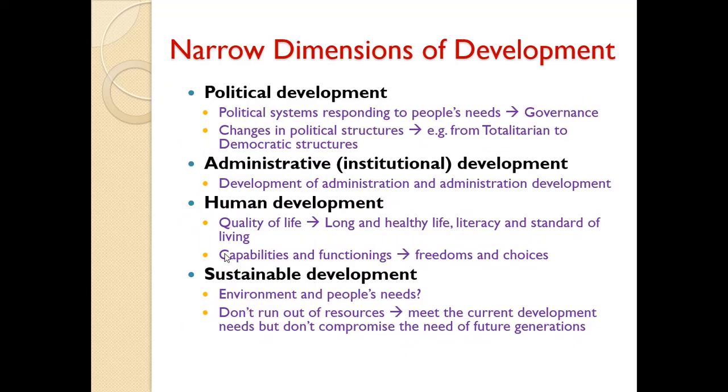Then again, narrow dimensions, you have the political development, political systems in terms of responding to people's needs. Is the government responding to what the people need? If the people are saying that, look, we don't have electricity, we don't have roads, how is the government responding? Or are people voting for their leaders or not? The other narrow dimension is administrative, or human development or sustainable development in terms of environmental protection, or people's needs, or don't run out of resources, meet the current development needs, but don't compromise the needs of the future generations. All these are narrow dimensions.